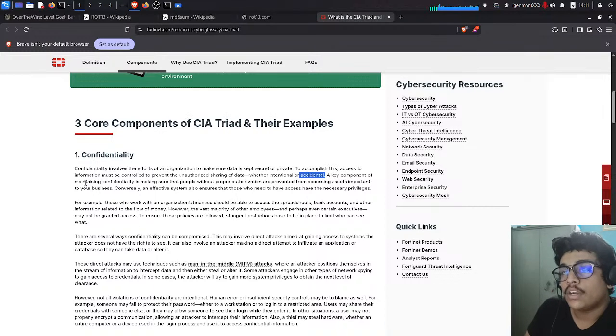A key component of maintaining confidentiality is making sure that people without proper authorization are prevented from accessing assets important to your business. So the major role of confidentiality is that important information, either related to your business or your personal life, should be accessed only by the authorized party. Conversely, an effective system also ensures that those who need to have access have the necessary privileges.